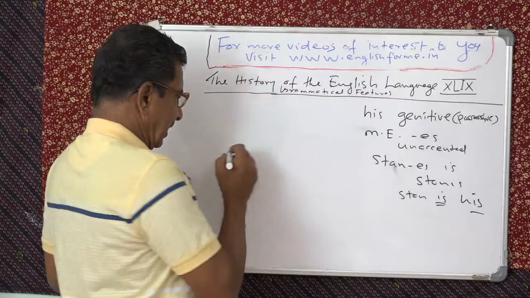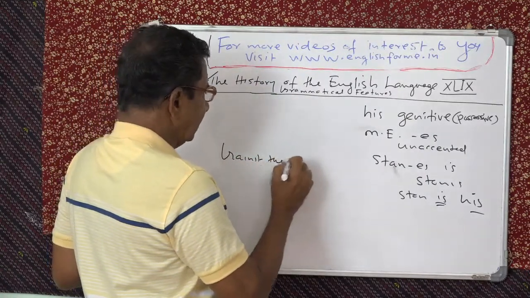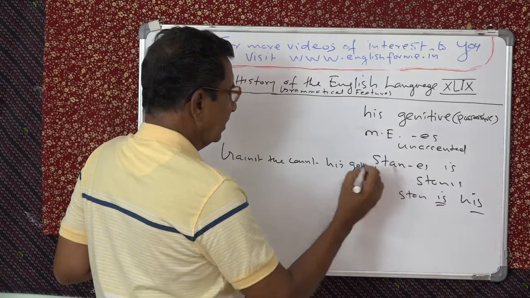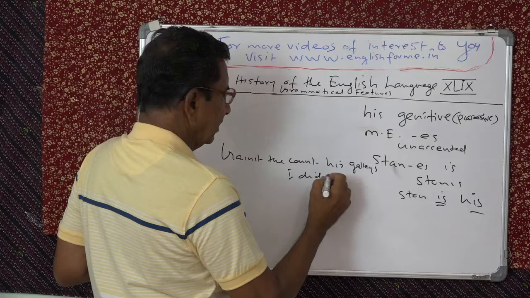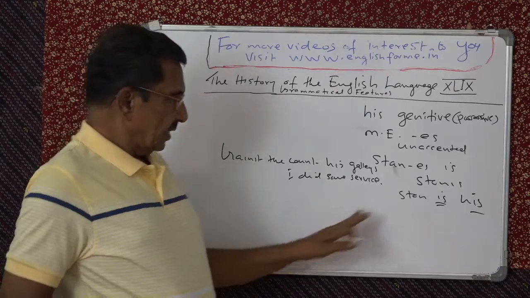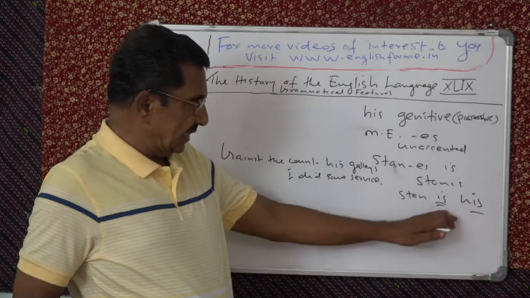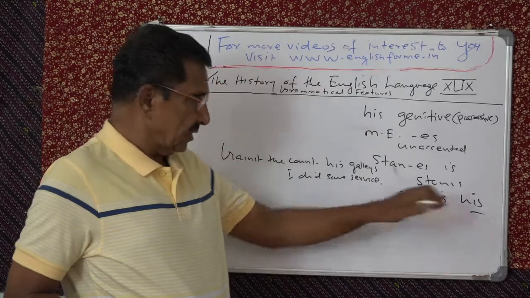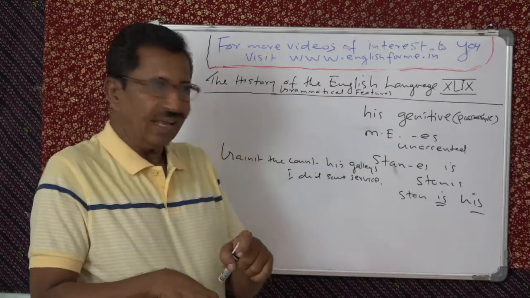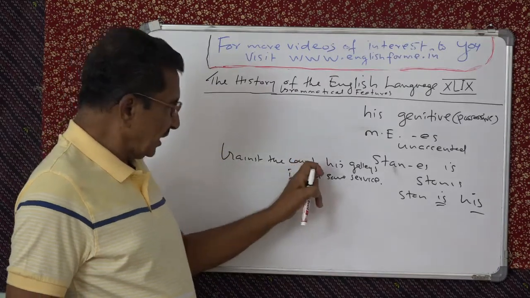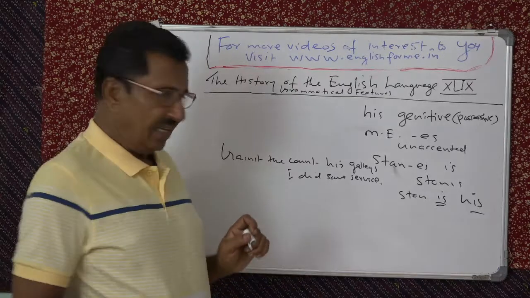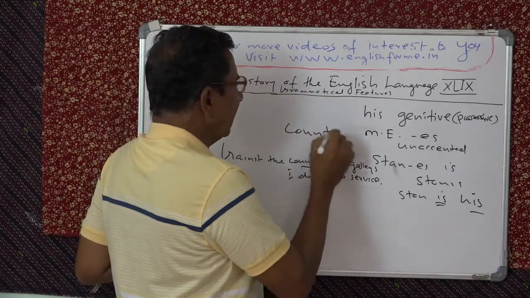Gainst the count his galleys, I did some service. So what happened is that people misunderstood that is was a short form, a contracted form, of his. And then once they had this idea, they started writing his separately. So instead of gainst the count's galleys, I did some service, it became gainst the count his galleys. It would have been count, C-O-U-N-T apostrophe S.